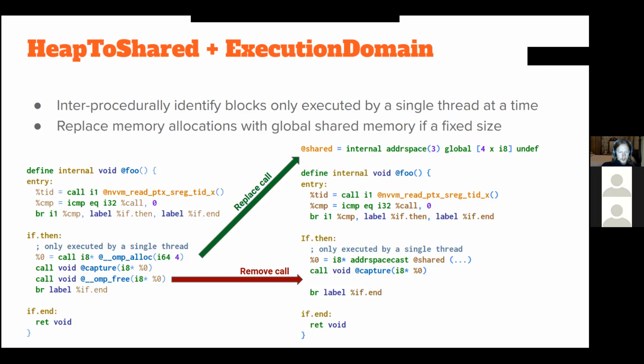Because we know that this region is only executed by a single thread, we can simply replace this OMP alloc runtime call with a shared global variable. This shared global variable will just contain all the memory we need for this shared memory, and then we will just replace the pointer with a pointer to that global. Through this, we can get rid of most of the globalization you'll see in practice in these applications.